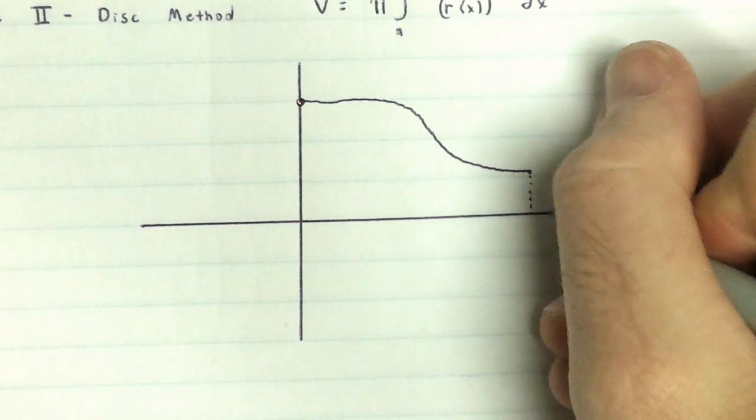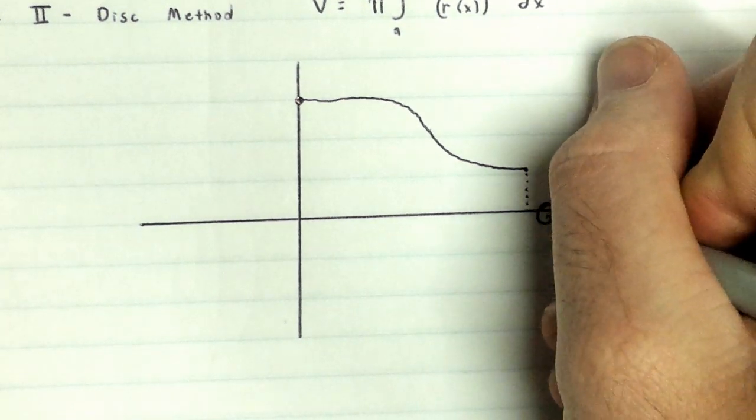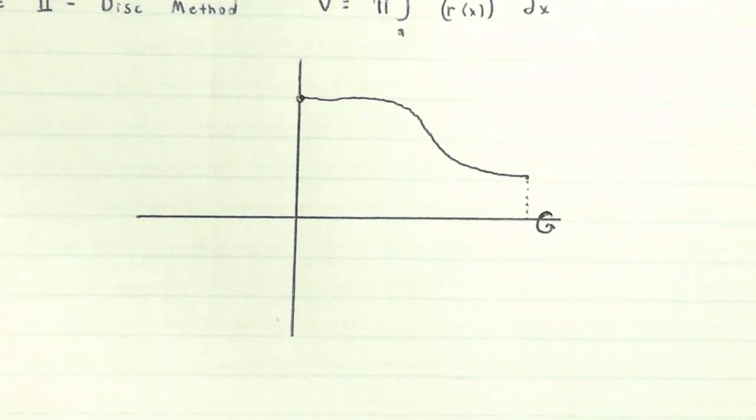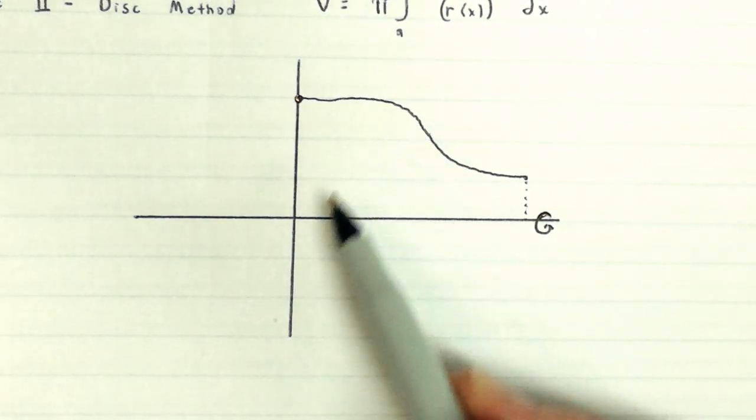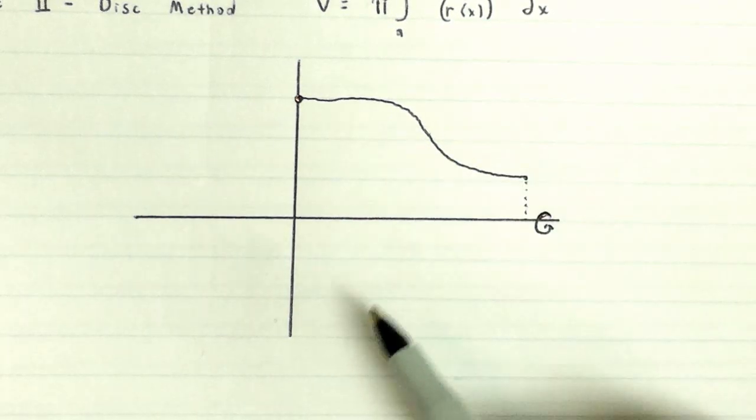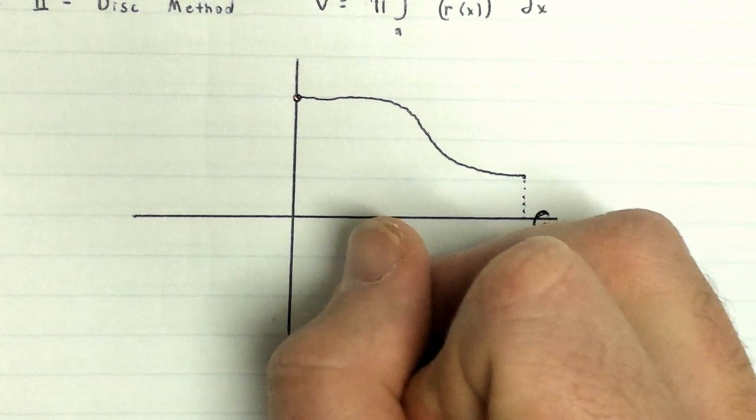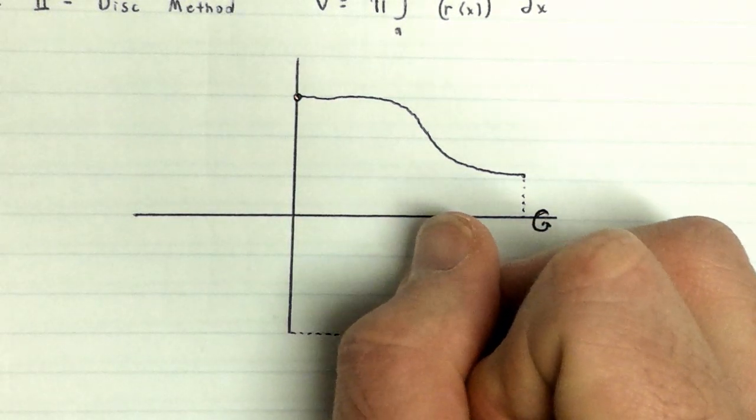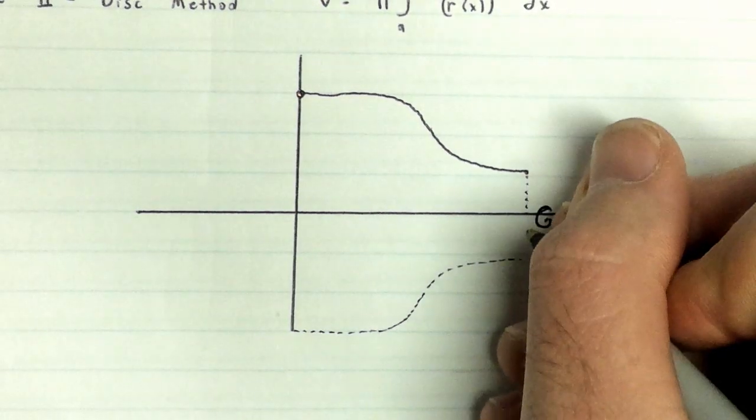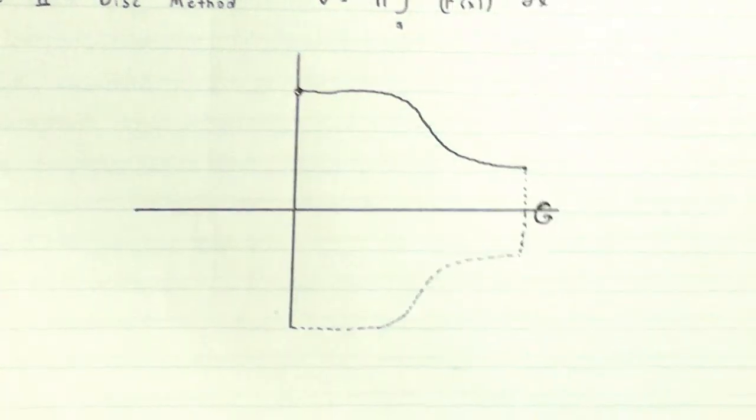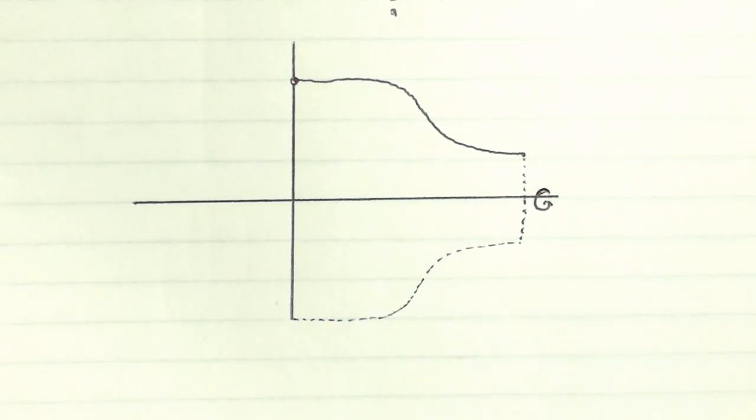So, we're going to rotate this around the x-axis. We will do different rotations. I'm just going to use this as an example. If I were to take this shape and rotate it around the x-axis, I get some other side. It's just a reflection. Like this. That's what I would get if I rotated it around the x-axis.